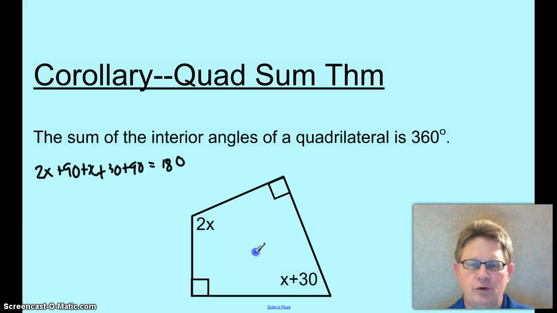Now when you go to do your homework, what you're going to see is it might be a pentagon, so you have to figure out the sum of the angles of that pentagon and then write your equation adding up to the correct amount for a pentagon. Alright, let's move along.